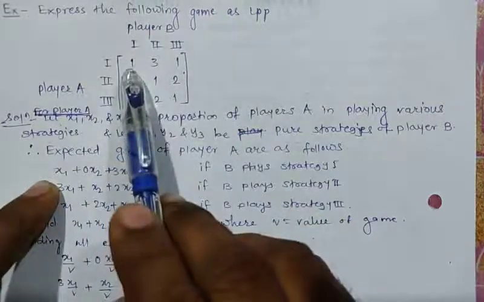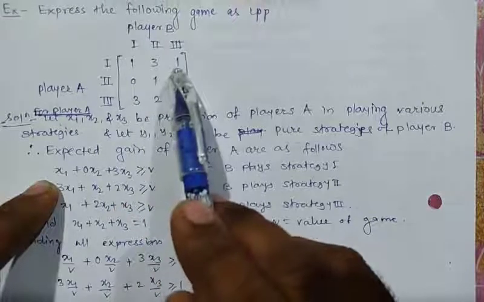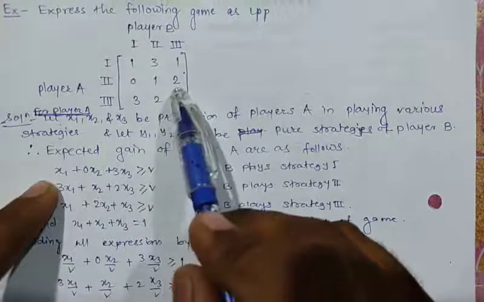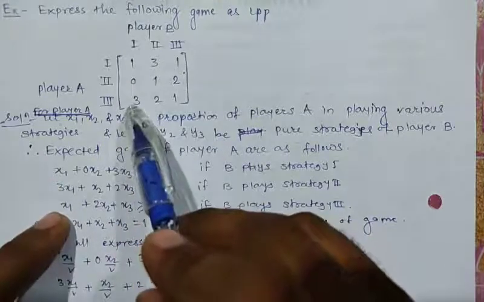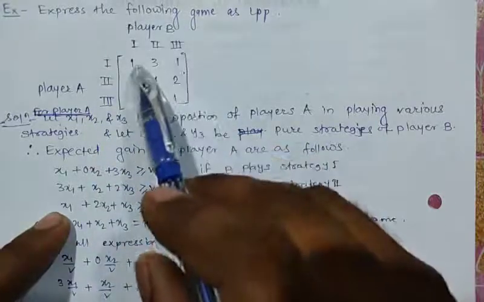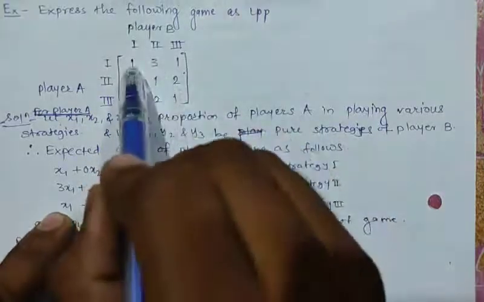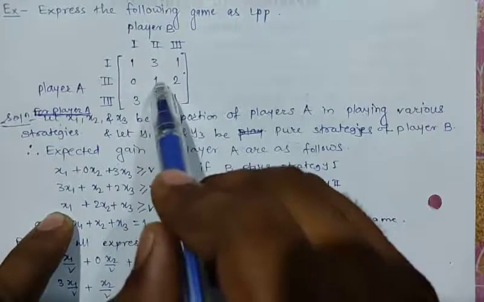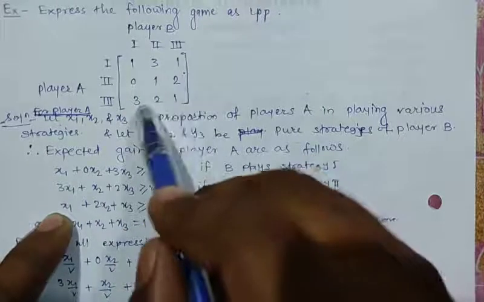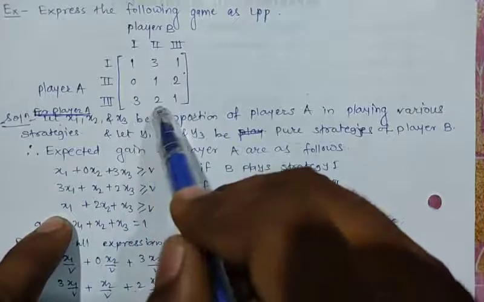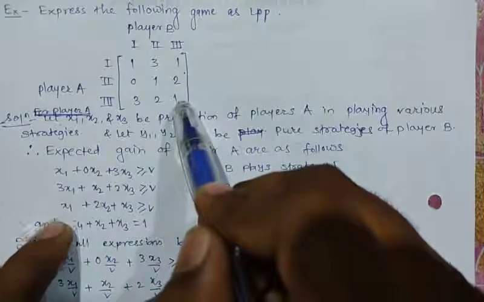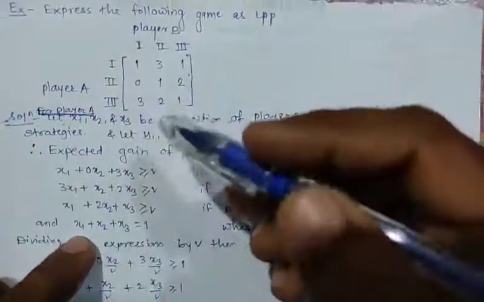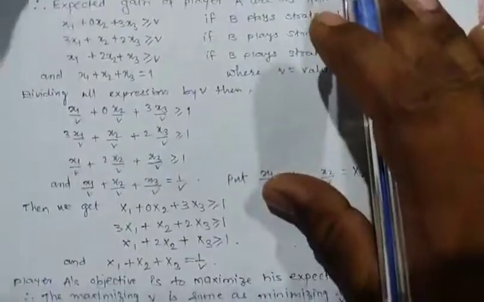So we get the equation x1 plus thrice x2 plus x3 less than or equal to V. Next we get 0x1 plus x2 plus twice x3 less than or equal to V. And for the last equation we select the values y1, y2, y3. So the first equation is y1 plus thrice y2 plus y3 less than or equal to V. Then 0y1 plus y2 plus twice y3 less than or equal to V. And thrice y1 plus twice y2 plus y3 less than or equal to V. And last, y1 plus y2 plus y3 is equal to 1, because the addition of probability is always equal to 1. So we get the equations like this.